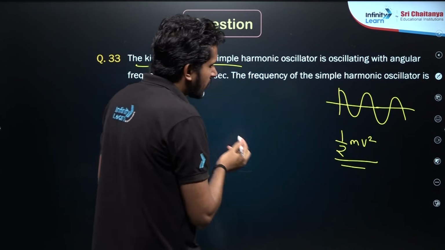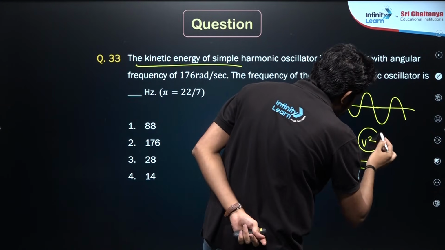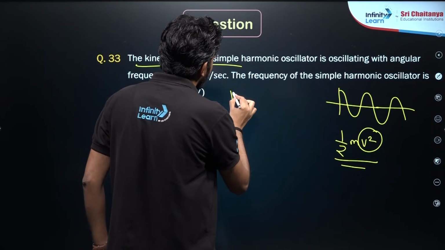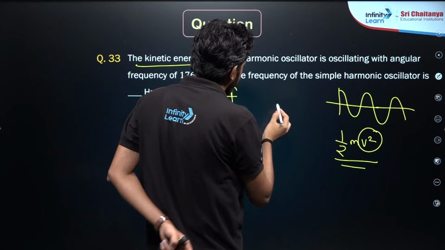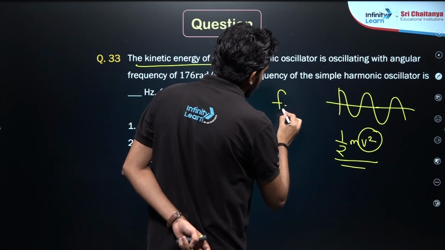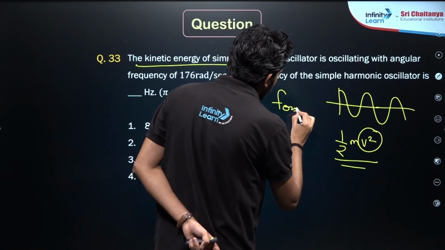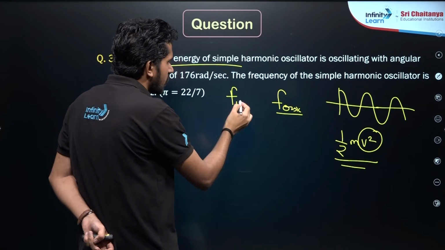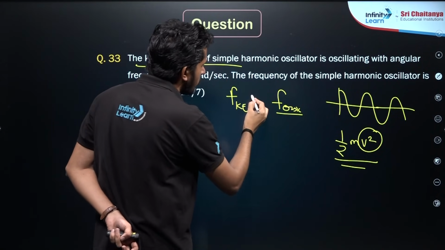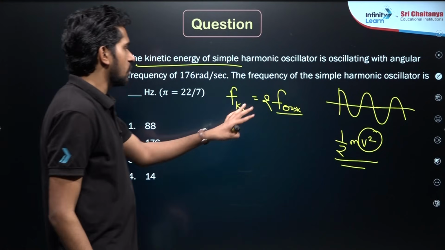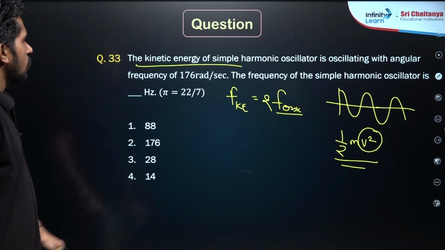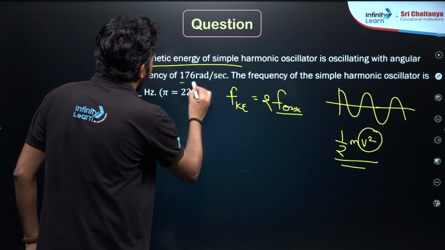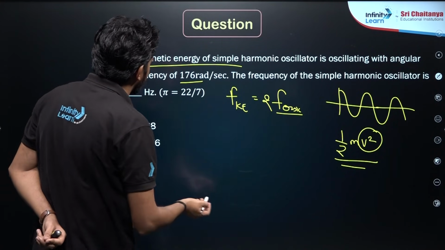But here we have a v square term. So whatever the frequency of oscillations, the frequency of kinetic energy would be twice of this frequency. Now, the value is given for kinetic energy. So first of all, 176 radian per second.